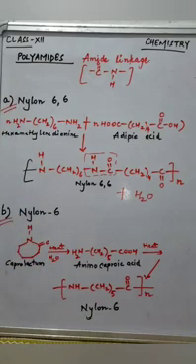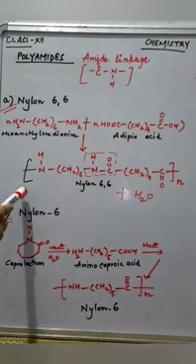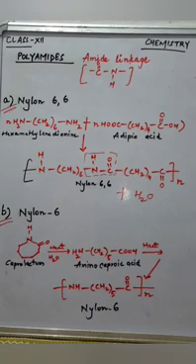Use of nylon 6,6 is that it has high tensile strength, therefore it is used in making ropes, climbing ropes, and also the bristles of our toothbrush. And nylon 6 is used for making tire cords, etc.